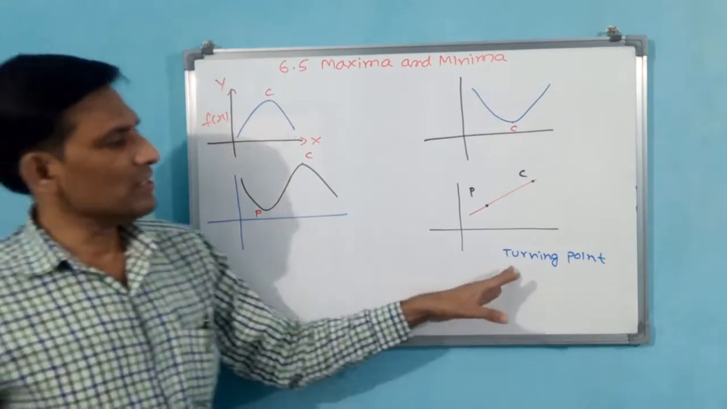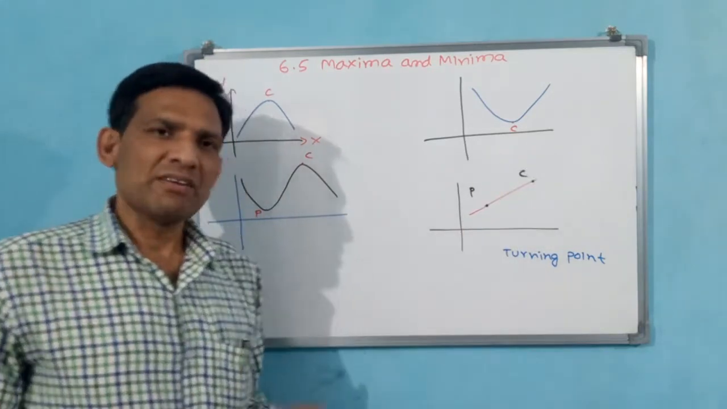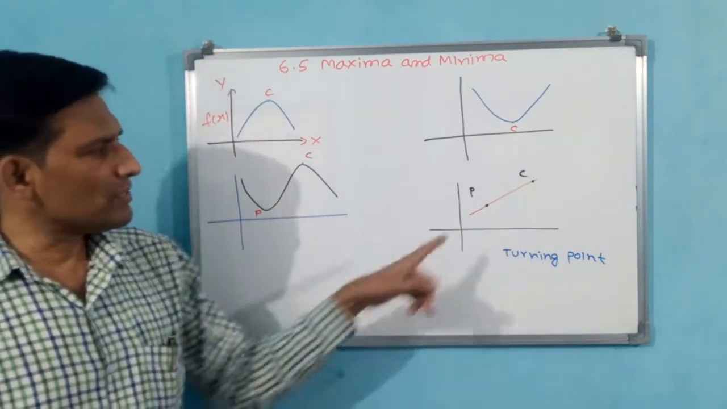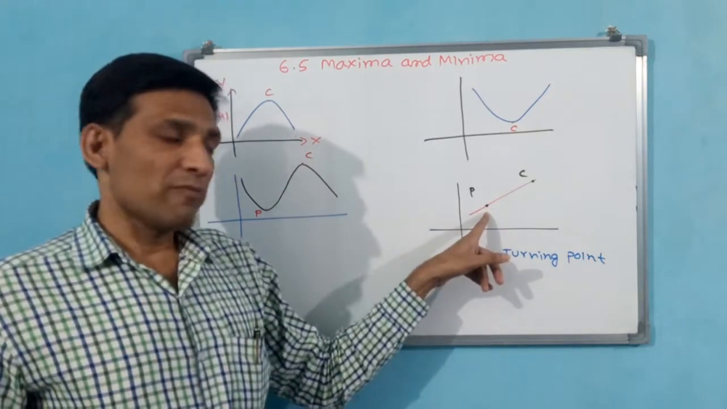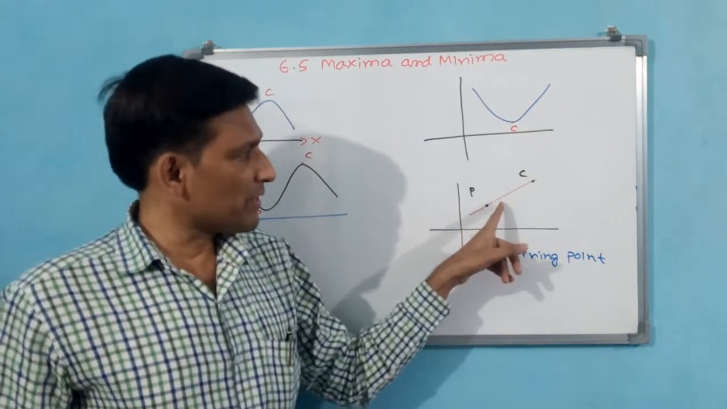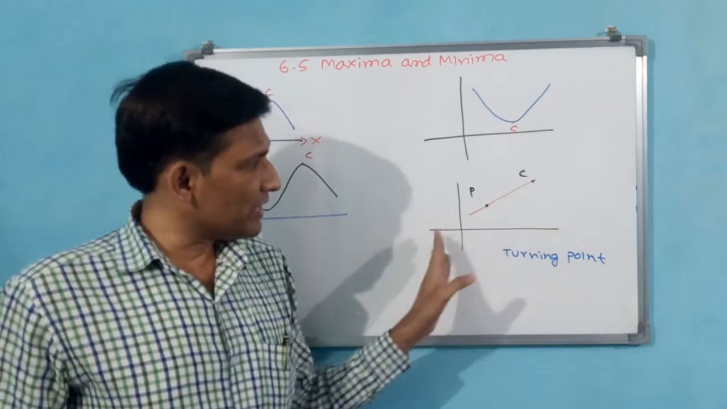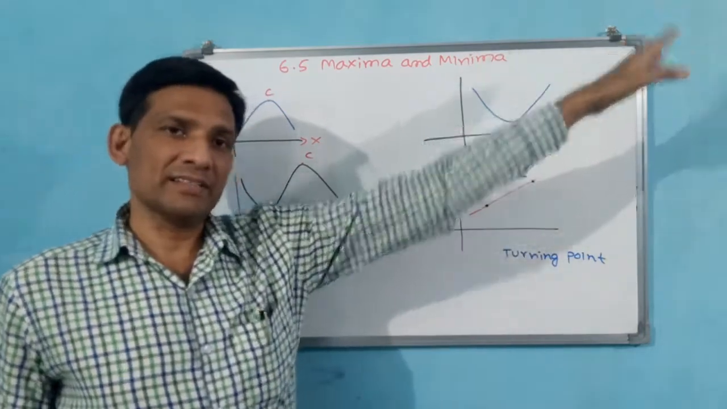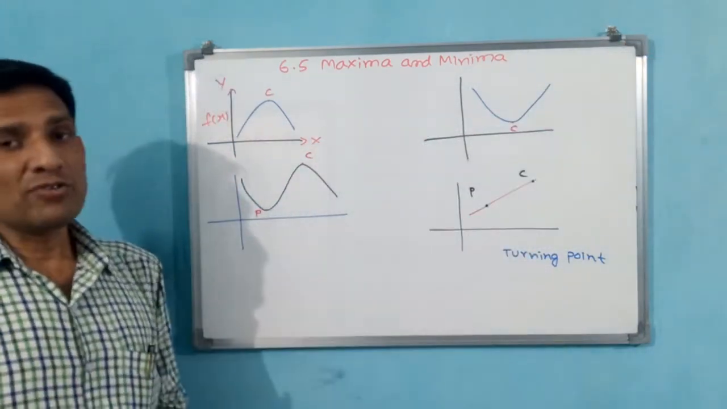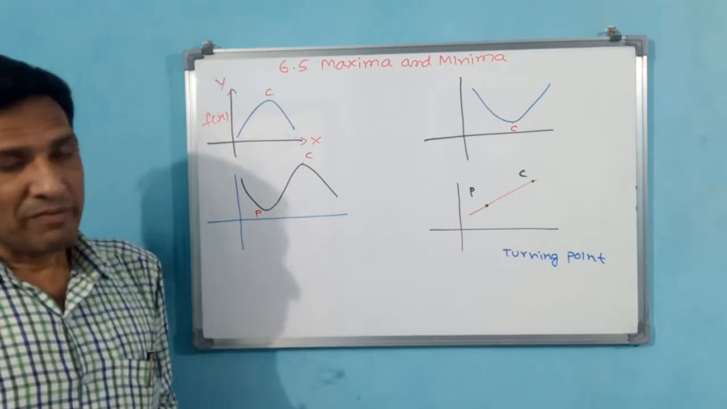But here you see, is there any turning point? No, there is no turning point. Why? Because see, before P also increasing, after P also increasing, before C also increasing, after C also increasing. That is why there is no maximum value and minimum value.